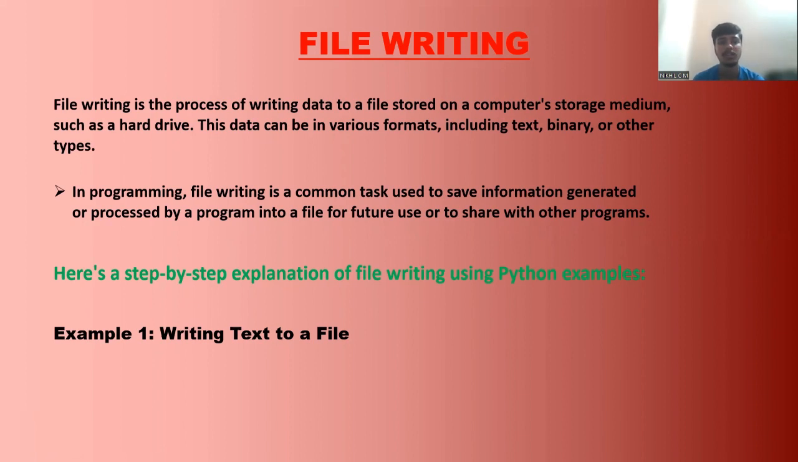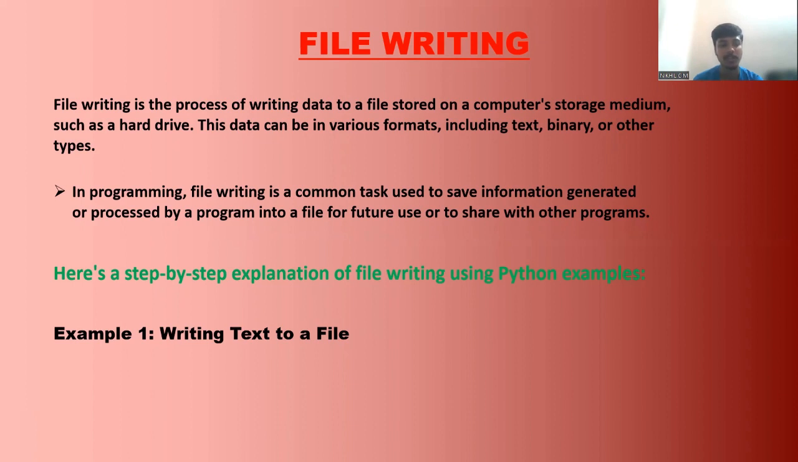This data can be in various formats, including text, binary, or other types. In programming, file writing is a common task used to save information generated or processed by a program into a file, or used to share with other programs. Here's a step-by-step explanation of file writing using Python examples.